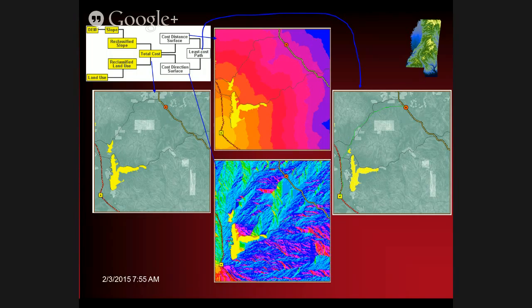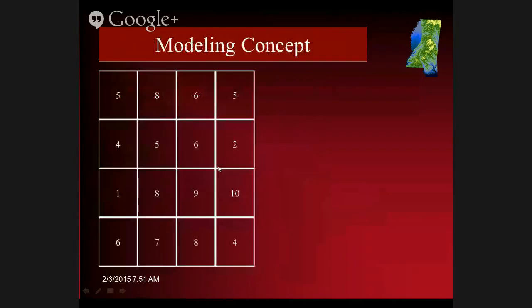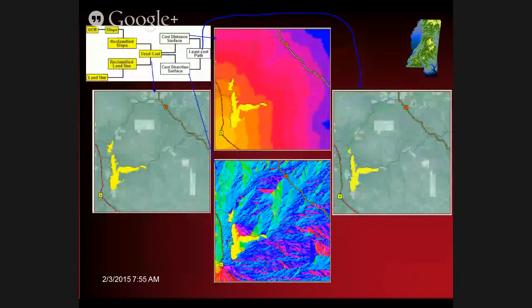So traveling north to the south would be 7, I guess. Make sure I'm right. Yep, 7. Okay.